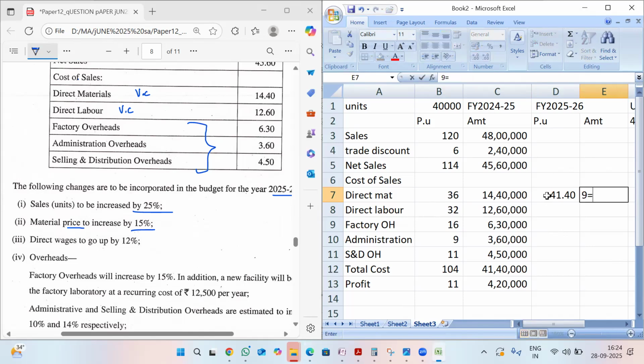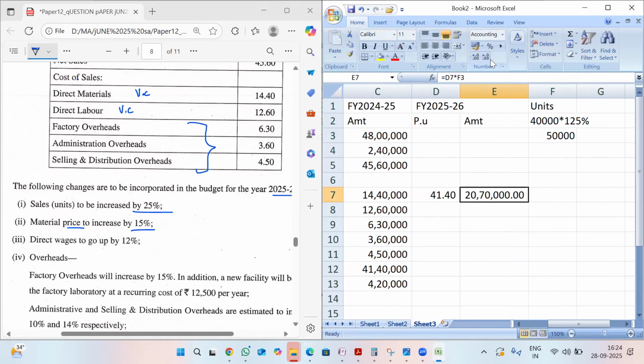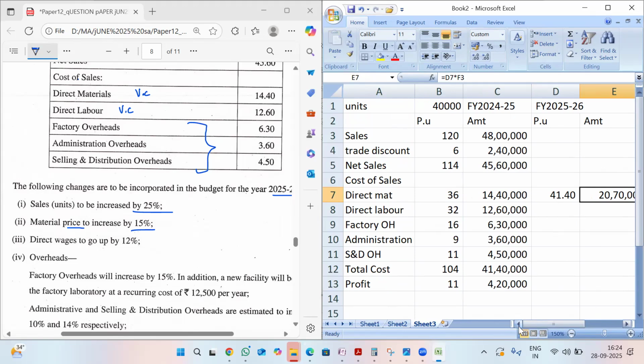So how many units are we going to produce here? I'm going to produce 50,000 units. So 41.4 into 50,000 units. That means 20 lakh 70,000. Hope this is clear.